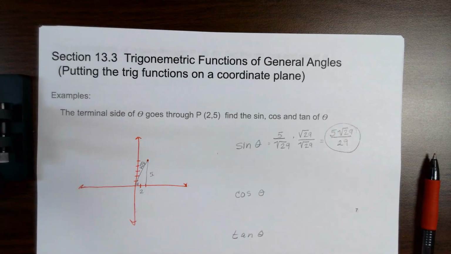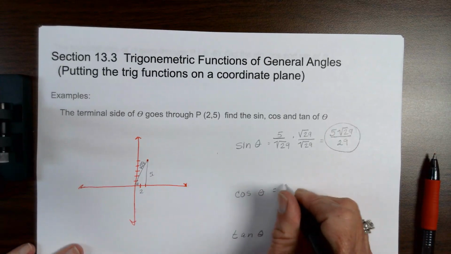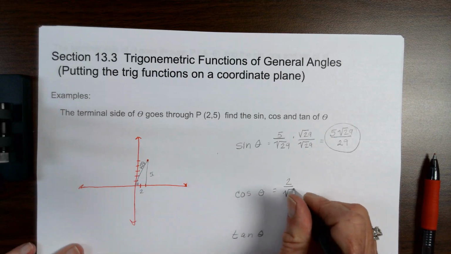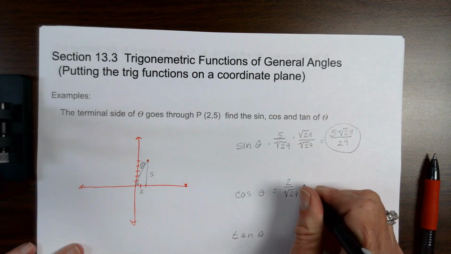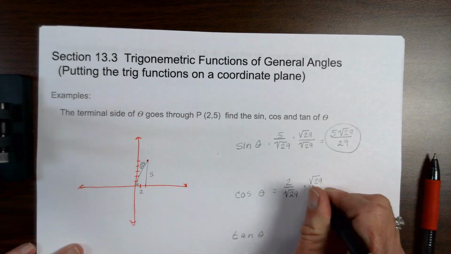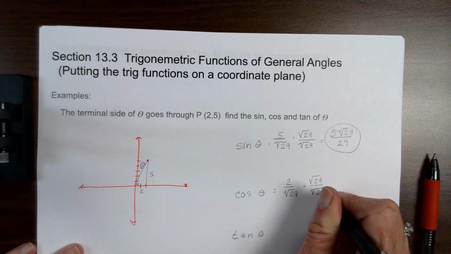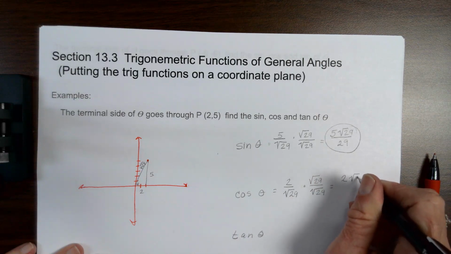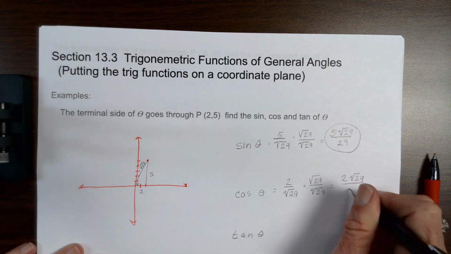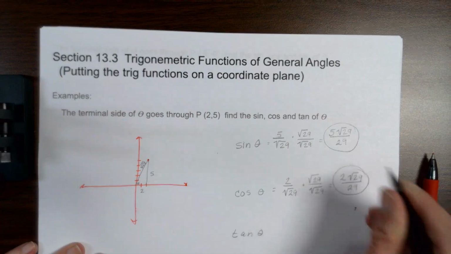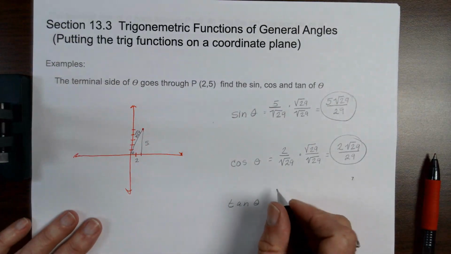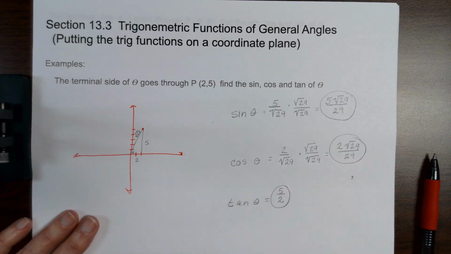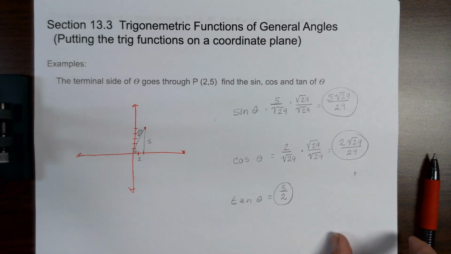Then cosine is adjacent, which is 2, over hypotenuse, which is the square root of 29. So again, I have to rationalize my denominator. So I have 2 root 29 over 29. And then for tangent, it's opposite over adjacent. So I don't have to do anything to that one.